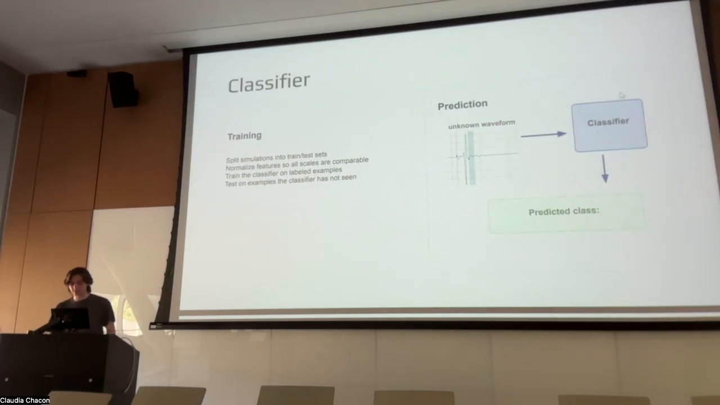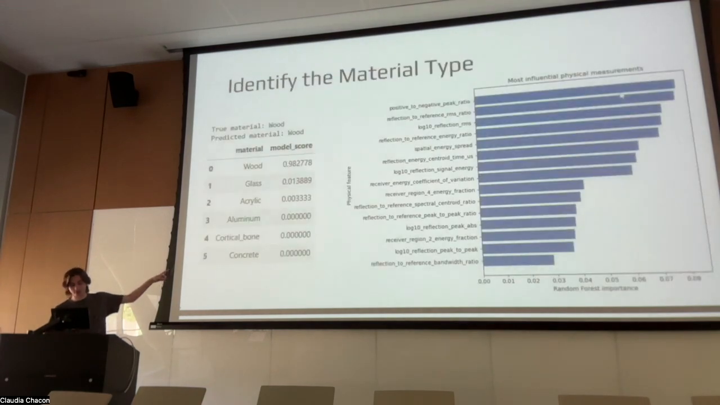So this is known as a classifier, which was able to take an unknown waveform and compare it to its entire library of information and spit out a predicted class of the material. So that's kind of shown here. On the left is the output for when we give it a random waveform. Here it compared it to its entire library and said that there was about a 98% chance that it was wood.